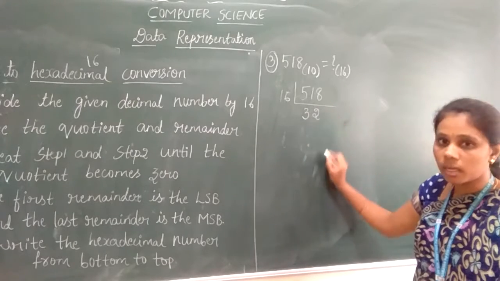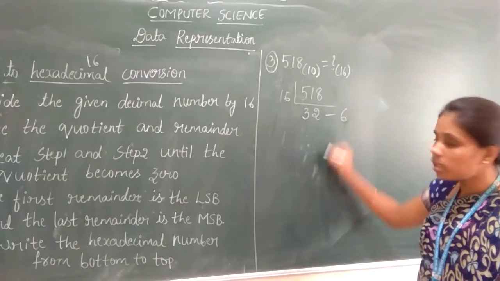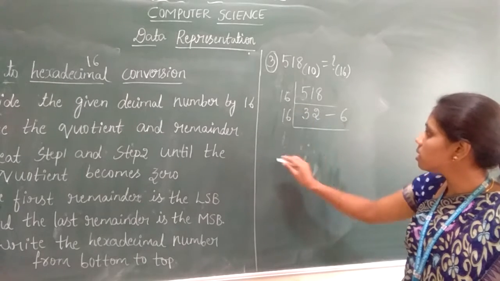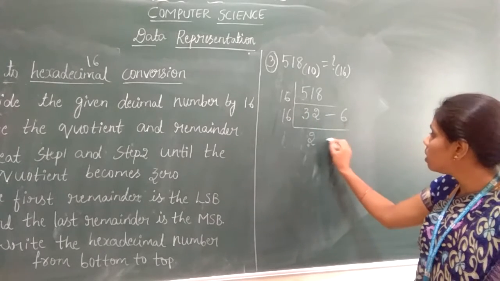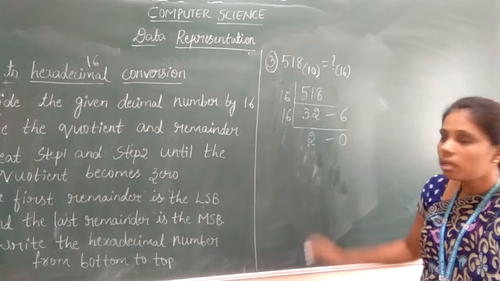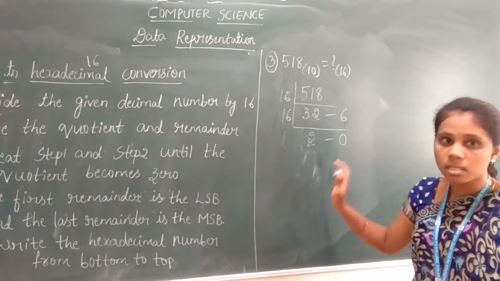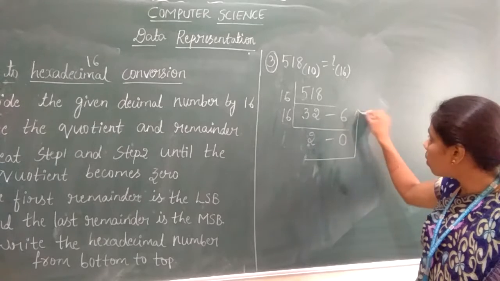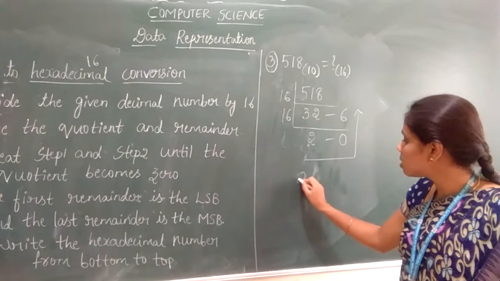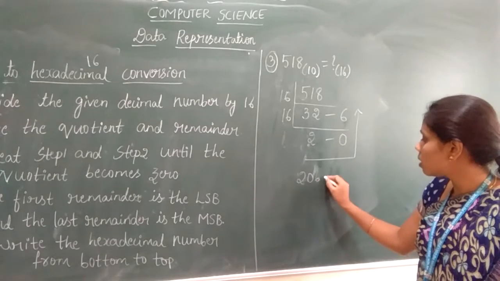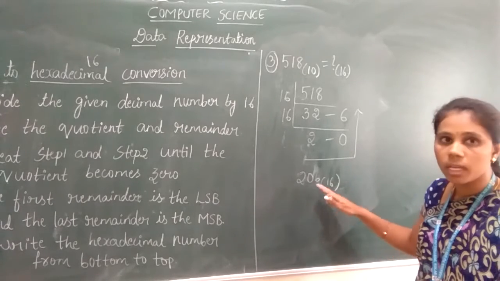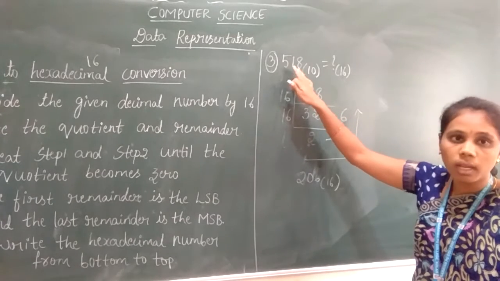16 twos are 32. So the remainder is 6. Again divide this 32 by 16. 16 twos are 32. The remainder is 0. 2 cannot be divided by 16. Stop the division process and write down the values from bottom to top. That is 206 base 16. So this is the hexadecimal equivalent value for 518.